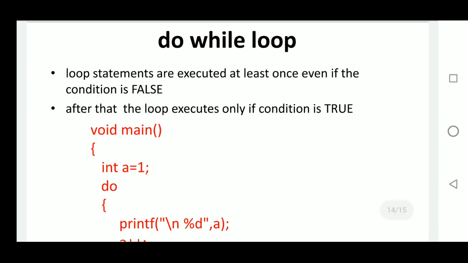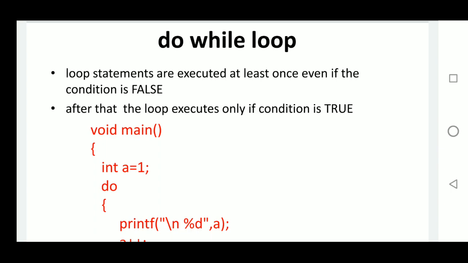Same in do while loop, it is just different from while loop. In this, loop statements are executed at least once, so it will execute at least once even if the condition is false. If the condition is false in the first check, the do while loop still executes one time. After that the loop executes only if the condition is true.